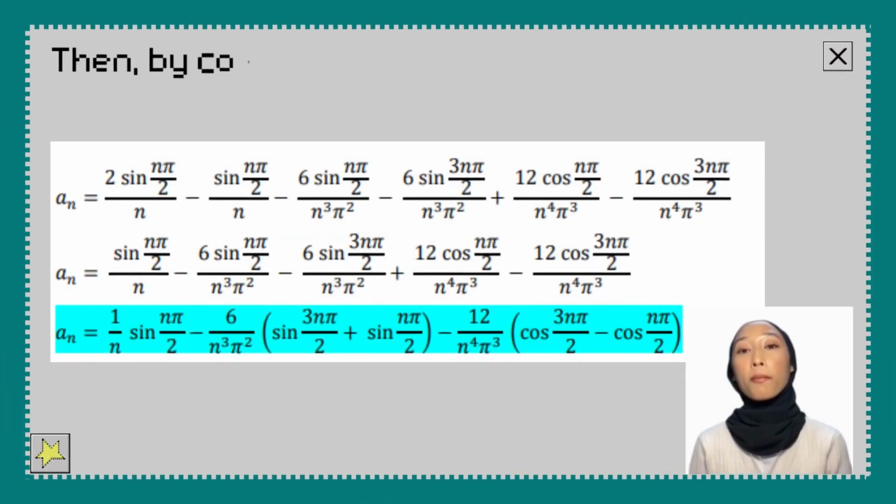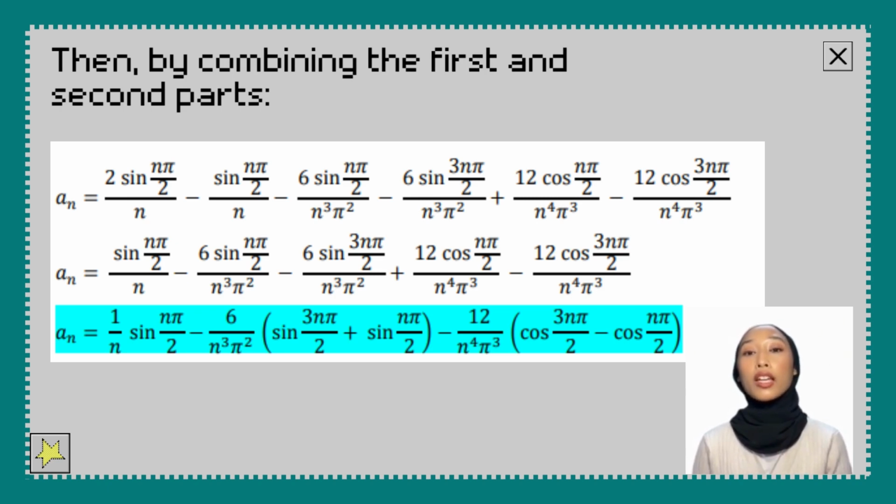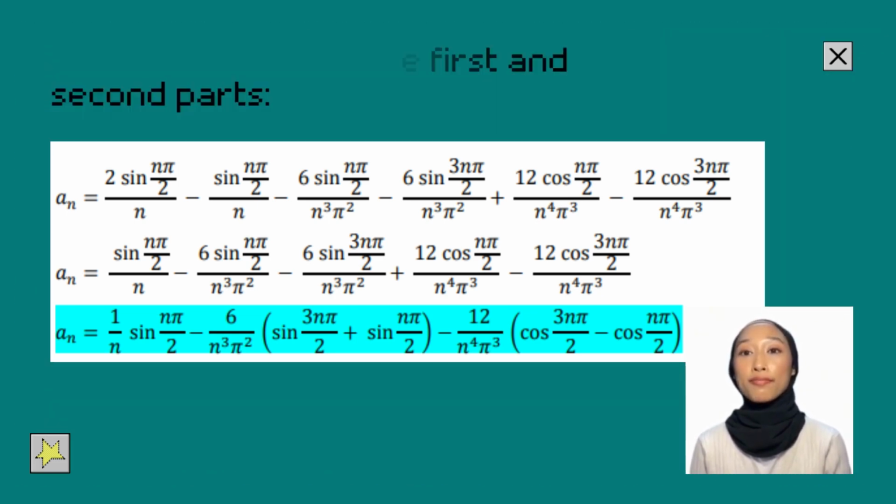Then, we have to combine these two parts into one to form the value of AN. Thus, we got the value for AN is 1 over n sin n pi over 2 minus 6 over n cubed pi square sin 3 n pi over 2 plus sin n pi over 2 minus 12 over n power of 4 pi cubed cos 3 n pi over 2 minus cos n pi over 2.